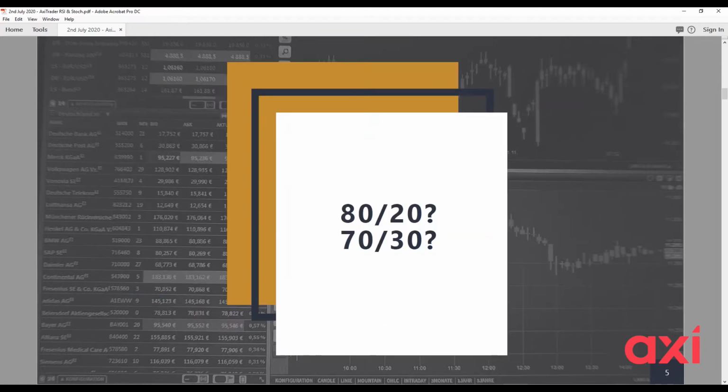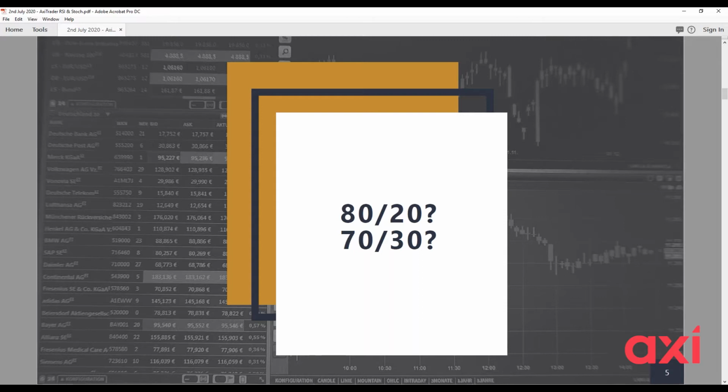Now, 80-20, 70-30. Who can guess which one belongs to stochastic and which one belongs to RSI? Who can guess which one, 80-20, belongs to stochastic or RSI? And what about 70-30? Now's a good chance for you to practice using the chat panel, so that as the webinar progresses, you can just shoot questions across straight away. Okay, I see most of you saying 70-30 is RSI.